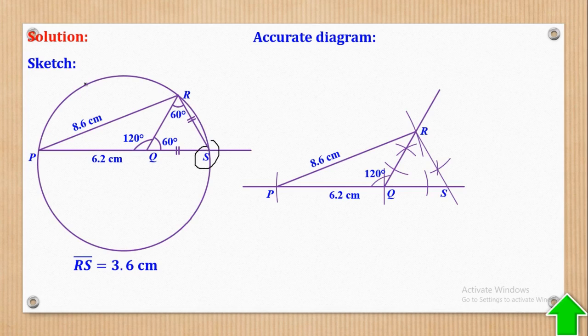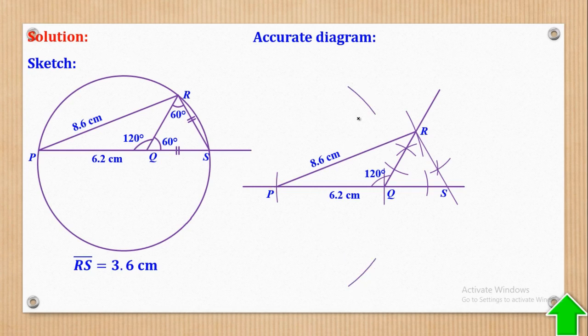Next is to draw a circle through points P, S, and R. So that is circumscribing a circle. Therefore, we have to bisect any two sides. So what we are going to do, we are going to bisect sides PS and PR. So let's start by bisecting side PS. So for side PS, what I'll do, I'll put my compass needle here and draw those two arcs. This arc above and this arc below.